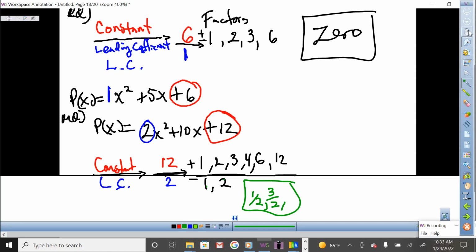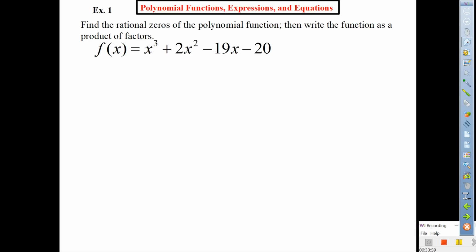Copy this, example number 1. Let's see how this is going to work. Copy the instructions so you can have at least the instructions for the first one, and it reads, find the rational zeros of the polynomial function, then write the function as a product of factors. They give us f of x equals x cubed plus 2x squared minus 19x minus 20. Copy that. Ready and go.